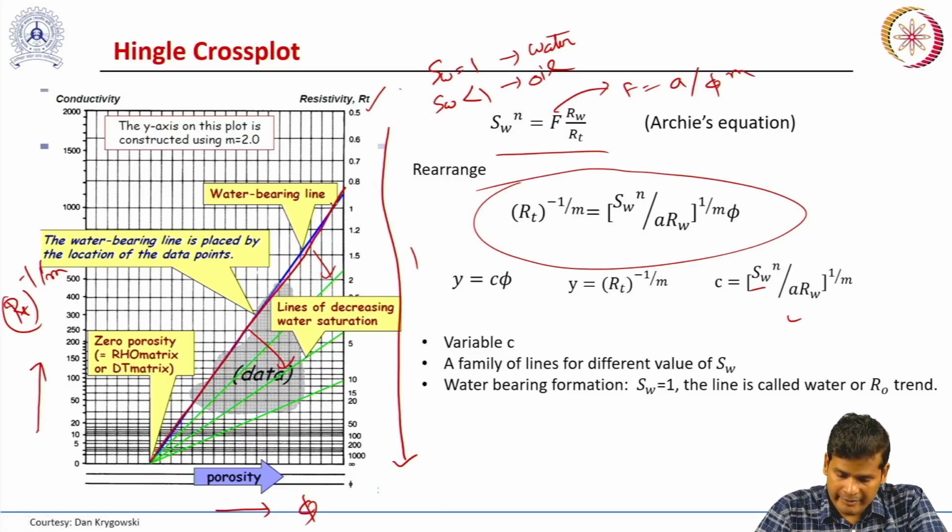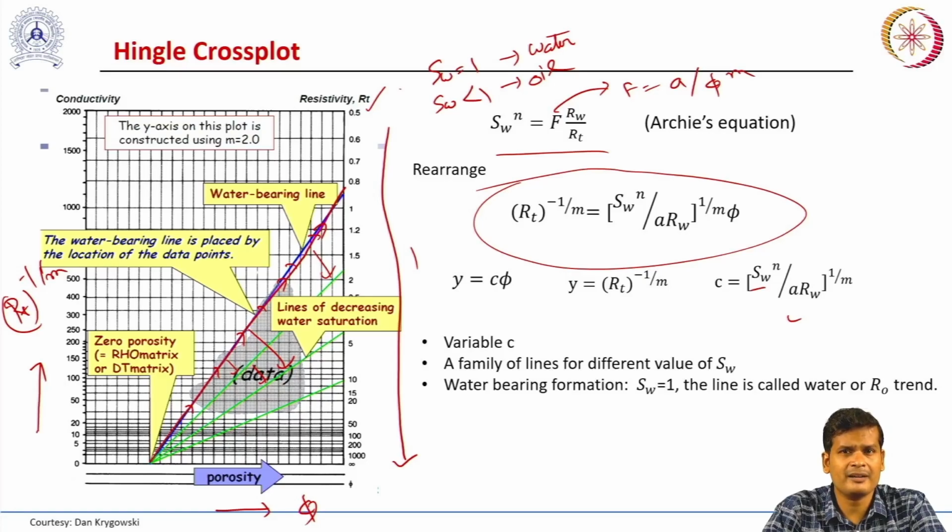So we have a water trend line, and obviously the value of water saturation will decrease, so the slope will also change and it will decrease in this way, so that all the other lines will be below our water trend line. So this way we can easily identify where my water zone is, and all the calculations are performed with respect to this water trend line. That means if I want to plot my Hingle cross plot, I must have a water bearing section in the data points that we are using to prepare this cross plot.